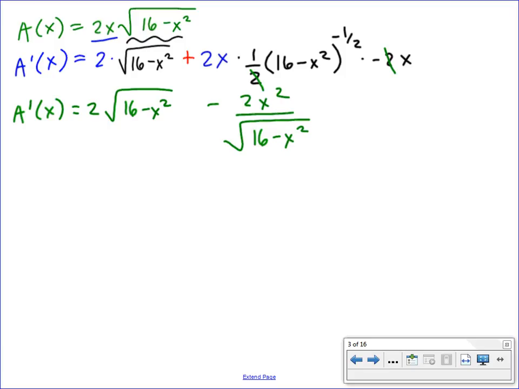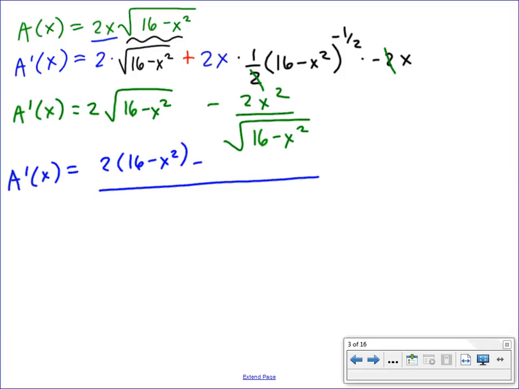So we'll go ahead and do A prime equals 2, and then this radical times itself is going to be just 16 minus x squared without a radical, minus 2x squared for the right hand, over my common denominator of root 16 minus x squared. I know that this will generate critical values whenever A prime equals 0 or is undefined. One more step of simplification and we're ready to go.